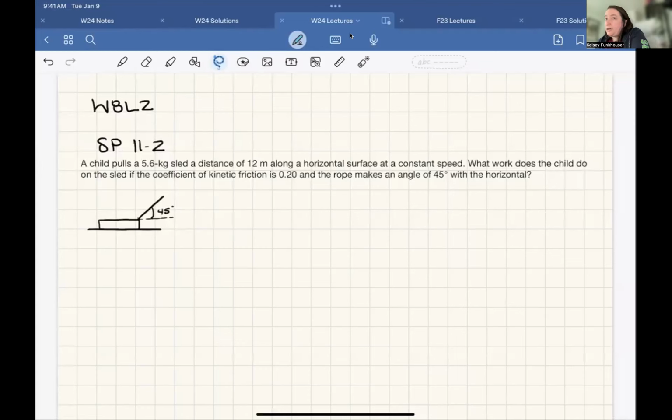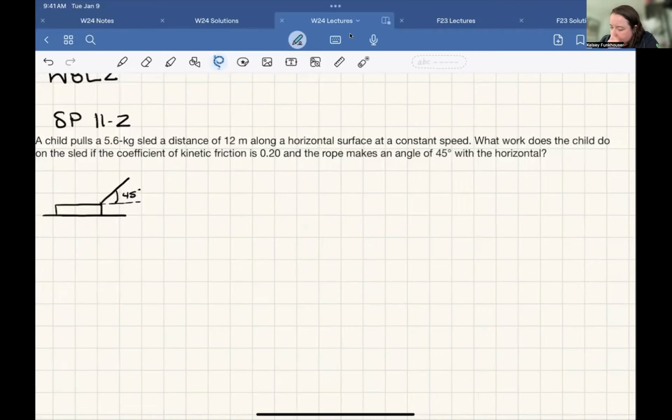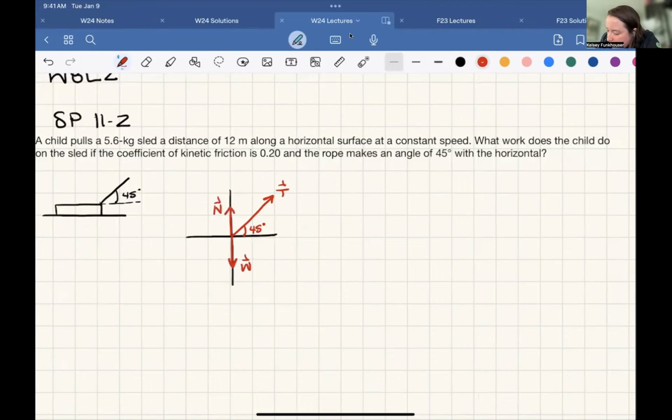Okay, we're going to start by drawing a free body diagram for the sled. So we have our typical coordinate axes, and then we'll start with this tension force, T, at an angle of 45 degrees. Then we have the weight force, we have the normal force, and we have the kinetic friction force that acts in the opposite direction of our motion. I'm saying our motion is that way because that's the direction the rope is being pulled.